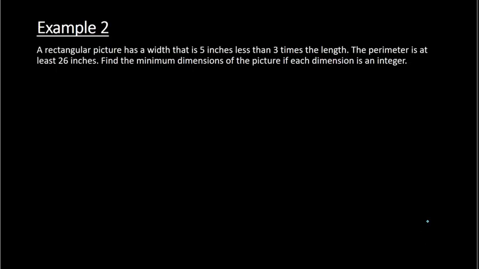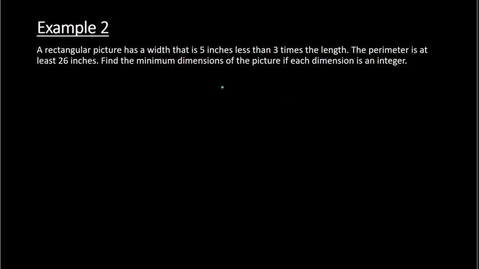Example 2 is in the context of geometry. Here we have a rectangular picture. It has a width that is 5 inches less than 3 times the length. The perimeter is at least 26 inches. Find the minimum dimensions of the picture if each dimension is an integer.